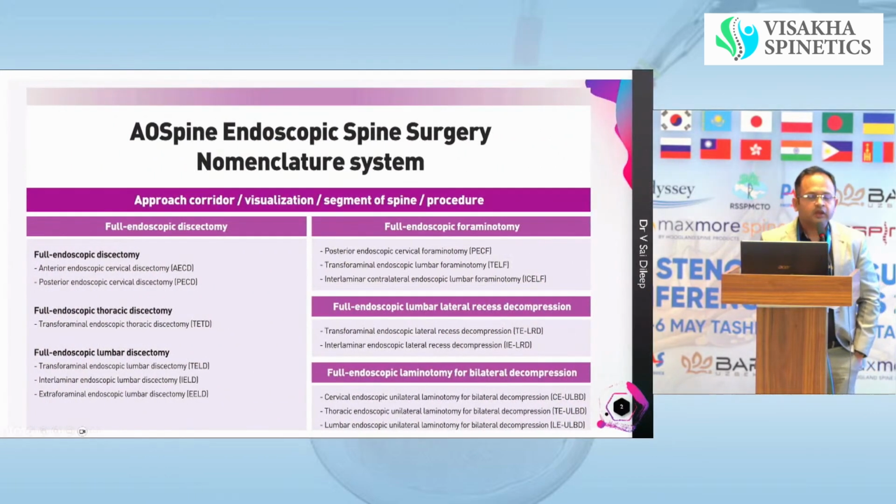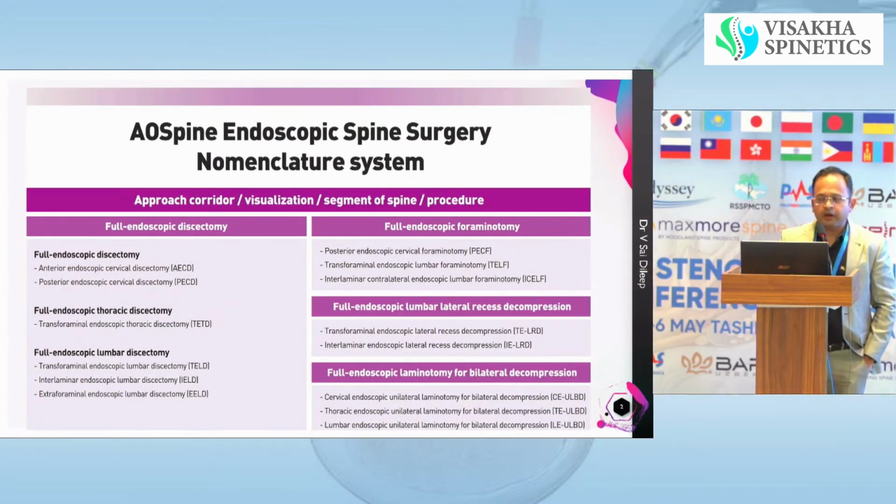As you know, there was a nomenclature by the AO Spine for endoscopic surgery. It is a great initiative, and slowly endoscopic spine surgery is being accepted by the World Spine Society, NASS and everywhere. Initially the basic nomenclature was full endoscopic discectomies, full endoscopic thoracic discectomies, full endoscopic lumbar discectomies, and posterior endoscopic cervical decompressions, posterior endoscopic cervical laminoforaminotomies, then lateral recess decompression. Now it has gone to the stage of stenoscopic fusion, stenoscopic ACDF, and stenoscopic jumping fusion techniques.